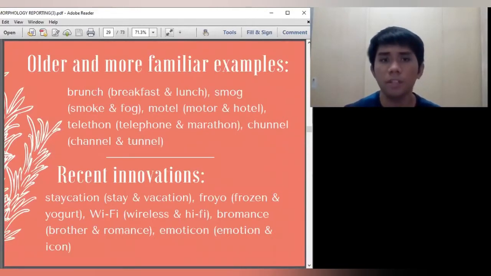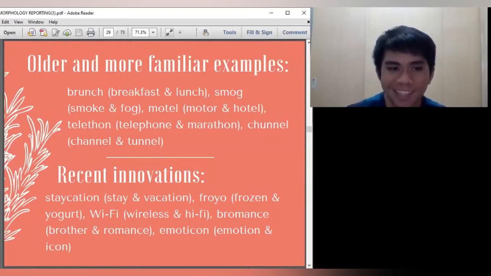The older and more familiar examples that we have are brunch from breakfast and lunch, smog from smoke and fog, motel from motor and hotel, telethon from telephone and marathon, and chunnel from channel and tunnel. While some recent innovations, which we can hear from millennials, are staycation, from stay and vacation. We have froyo from frozen yogurt, Wi-Fi from wireless and hi-fi, romcom from romance and comedy, and emoticon from emotion and icon.